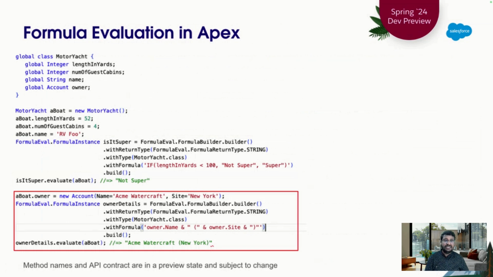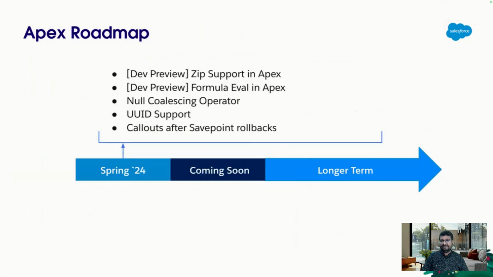Again, this is currently in developer preview. By the time it is in beta, maybe you might not be seeing FormulaEval as the namespace. Maybe you might be seeing FormulaBuilder.builder as the method call. There might be some changes in the method calls, so be aware of it once it is in beta. But if you are trying it in developer preview, this is how you can do it at the moment.